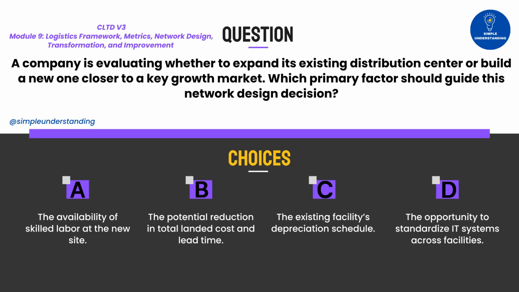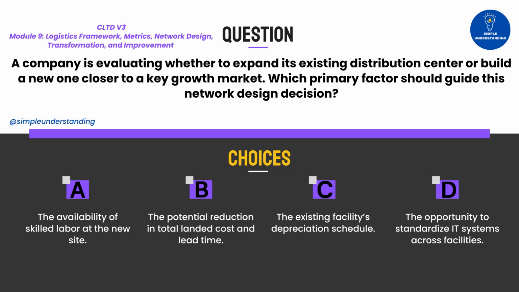Question 3. A company is evaluating whether to expand its existing distribution center or build a new one closer to a key growth market. Which primary factors should guide this network design decision? A. The availability of skilled labor at the new site. B. The potential reduction in total landed cost and lead time. C. The existing facility's depreciation schedule. D. The opportunity to standardize IT systems across facilities.